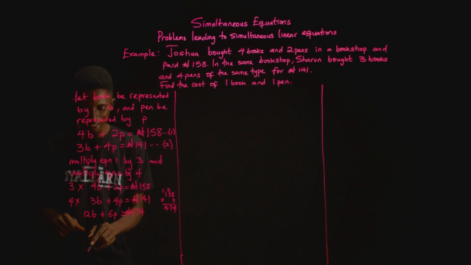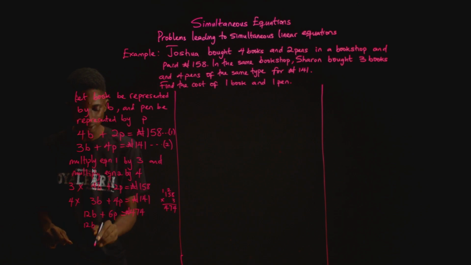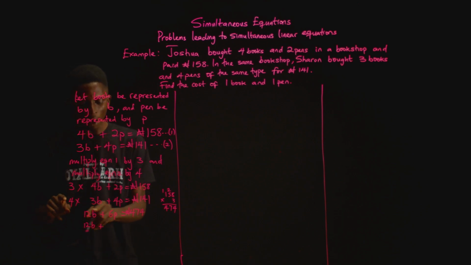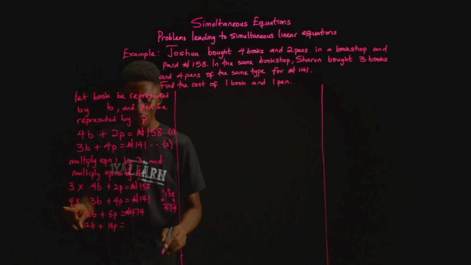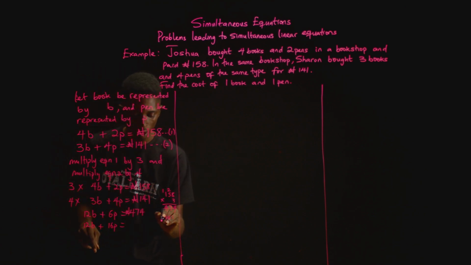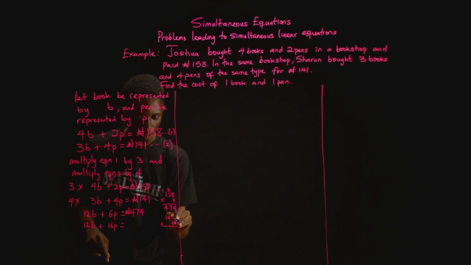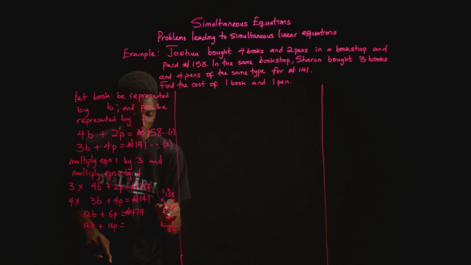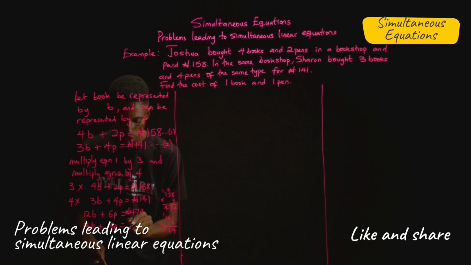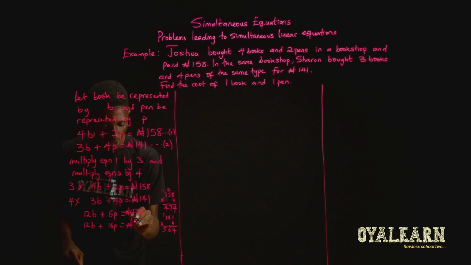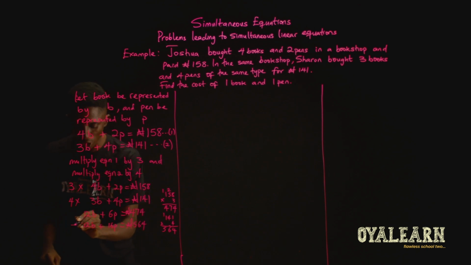And 4 multiplied by 3 will give me 12B plus 4 multiplied by 4 would give me 16P equals, now 141 multiplied by 4. 4 times 1, we have 4. 4 times 4, that's 16. 6, carry 1. 4 times 1, that's 4, plus 1, and we have 5. So we have, in naira, 564 naira.